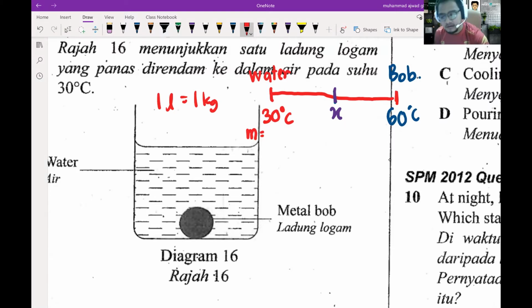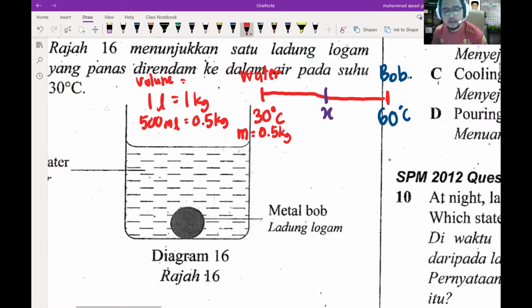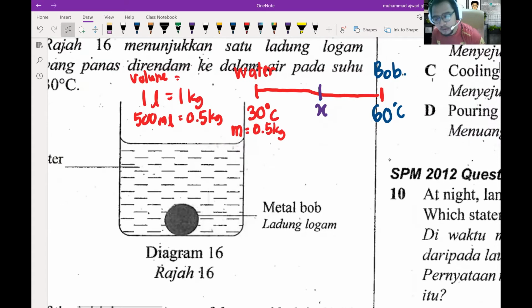Okay, ambil senang lah. Ambil itu 500 ml. So, kalau 500 ml volume dia, untuk mass, dia bersamaan dengan, for water, it will be 0.5 kg. Ni satu mineral water kecil. Okay, dia tuang dalam bikar. And then, besi tu, berapa kg?